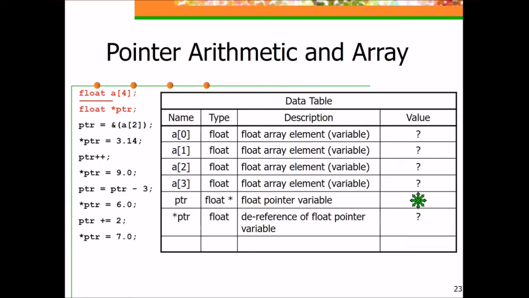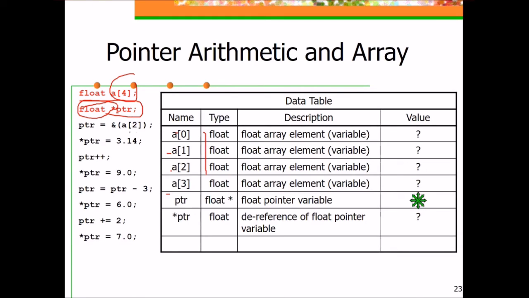This is float. This is an array. So it has 4 values: a[0], a[1], a[2], a[3]. These are all floats, and these are float array elements. And what are the values? Right now we don't have a value. But ptr, we have declared it as float star. So this will be a pointer which will hold the address of a value which is a float.